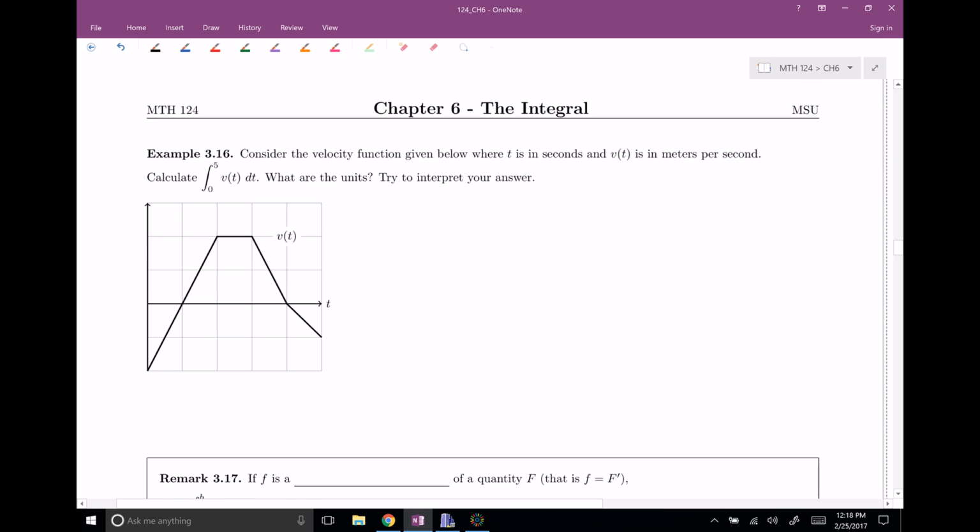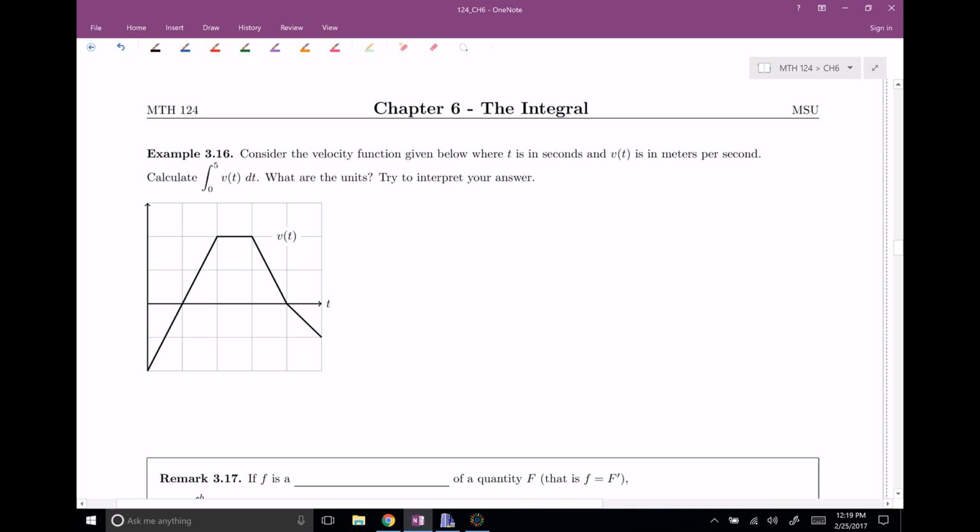Let's bring up applications, right? Like I promised, this is the third topic, that this actually has a real world meaning. So consider this velocity function here, v of t. t is in seconds, v of t is in meters per second. I would like to calculate the definite integral from 0 to 5 of v of t dt and ask what are the units, and try to interpret my answer.